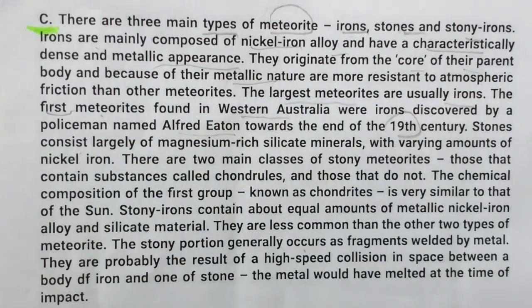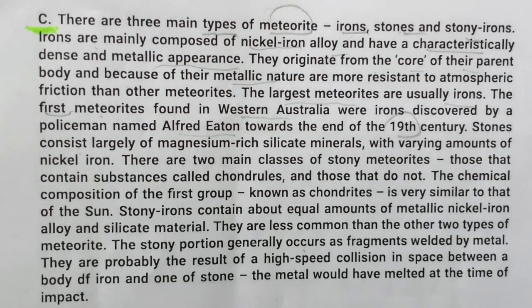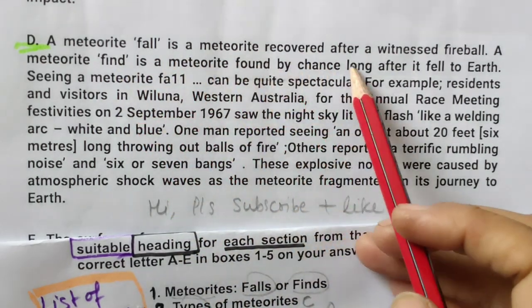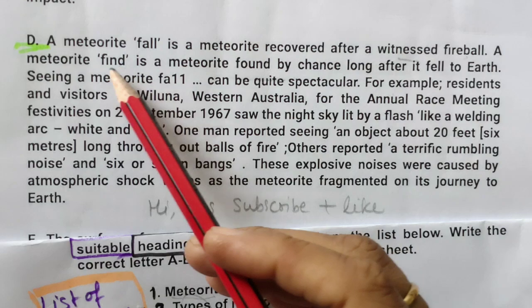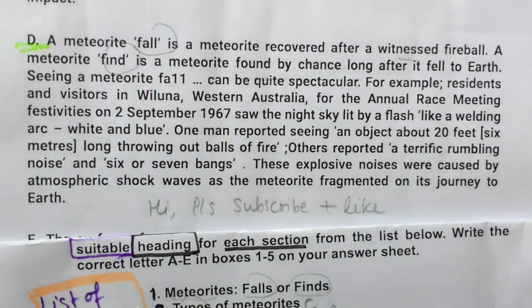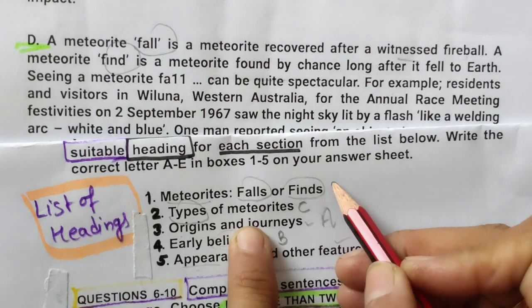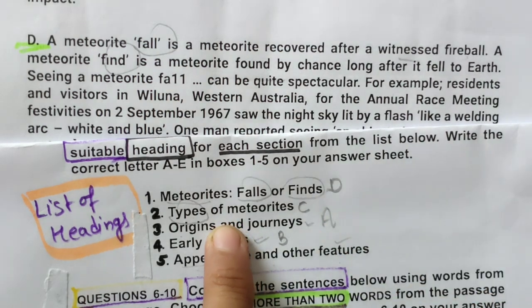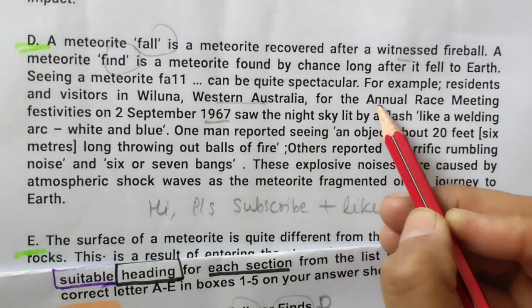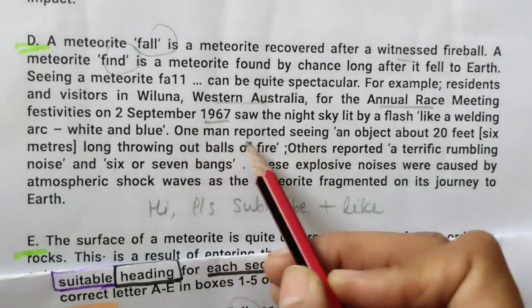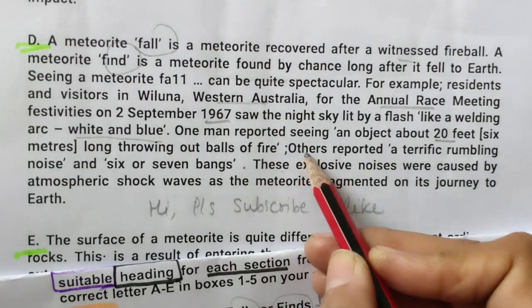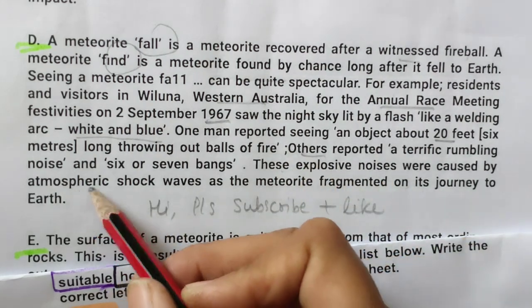Now D paragraph. D paragraph says a meteorite fall is a meteorite recovered after a witnessed fireball. Fall word is there, find word is there. What do we need more? So easy. So D paragraph will come with that. Here I can see Western Australia again, annual race meeting. White and blue something is given, because I am not reading but only marking.